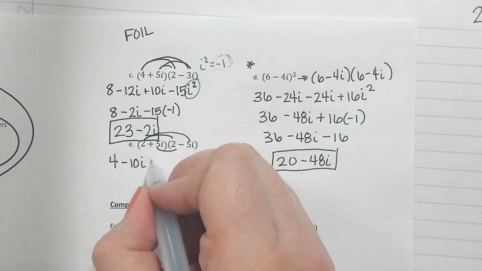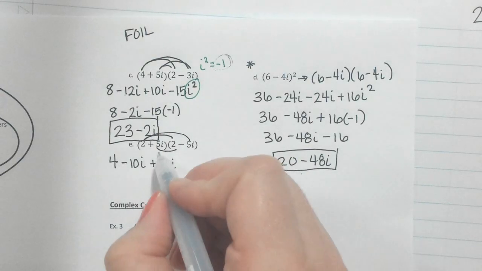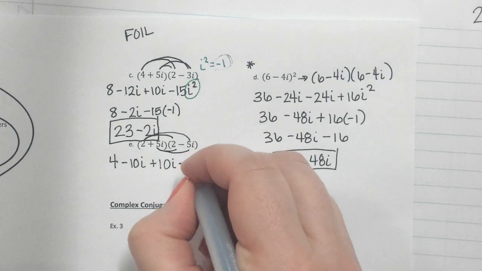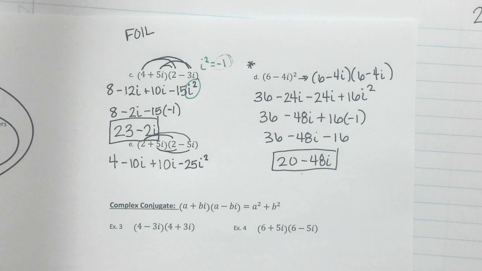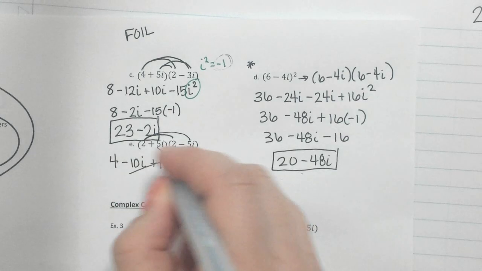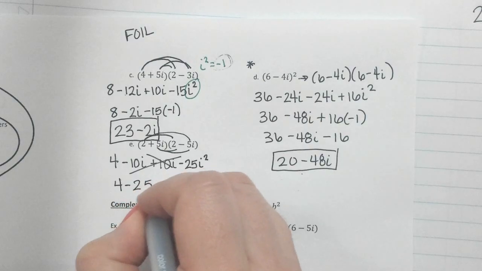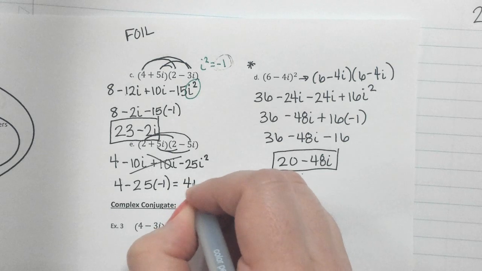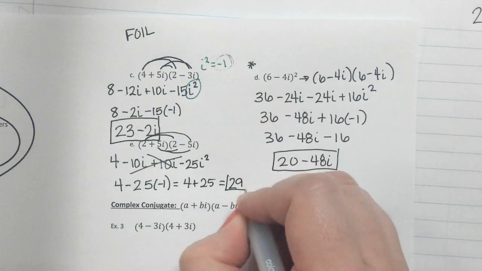5i times 2 is plus 10i, and 5i times negative 5i is minus 25i squared. Yeah, the imaginary parts cancel out, right? So I'm left with 4 minus 25 times negative 1, which is 4 plus 25, which is just the number 29.